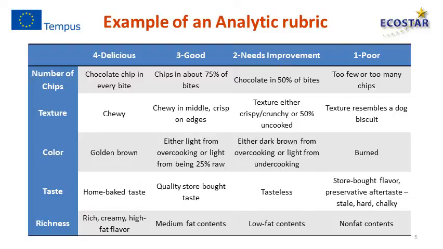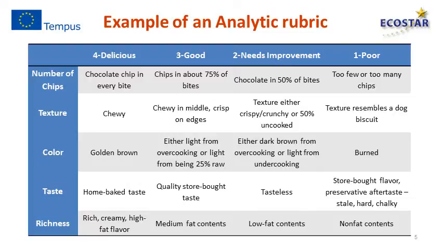What you have in the cells in the middle are the performance standards. That tells you what performance you expect in each cell. For example, if you're looking at the dimension of the number of chocolate chips, in order to get a rating of delicious, you expect to find a chocolate chip in every bite. If you don't have a chocolate chip in every bite, then you can't give the rating of delicious. If you have chocolate chips in about 75% of the bites, then you can give a rating of good, and so on and so forth.